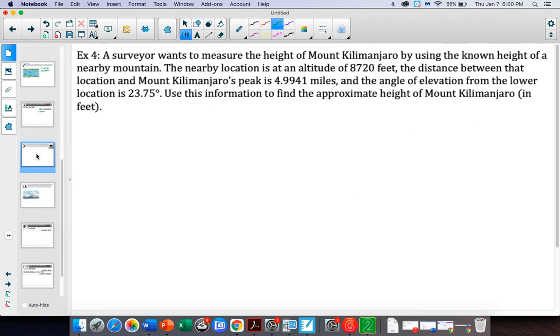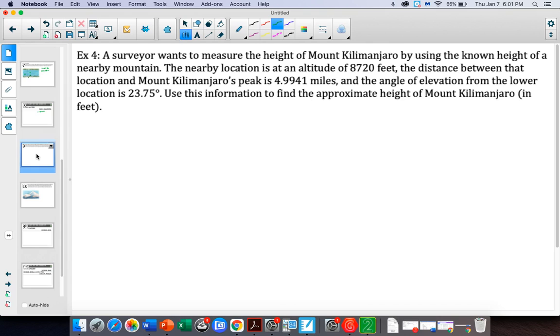All right, let's take a look at one more example here. This one is a little bit more involved. So this one says a surveyor wants to measure the height of Mount Kilimanjaro by using the known height of a nearby mountain. The nearby location has an altitude of 8,720 feet. The distance between that location and Mount Kilimanjaro's peak is 4.9941 miles. And the angle of elevation from the lower location is 23.75 degrees. We want to use this information to approximate the height of Mount Kilimanjaro.